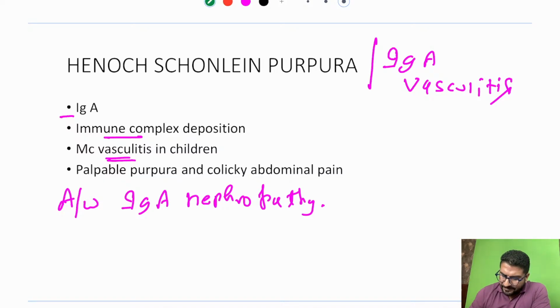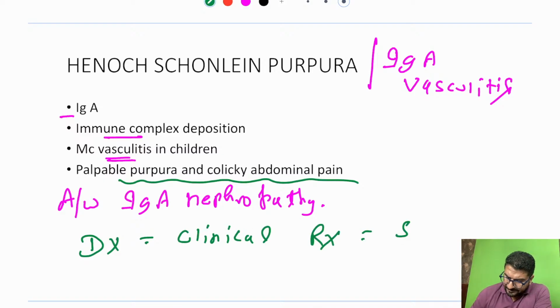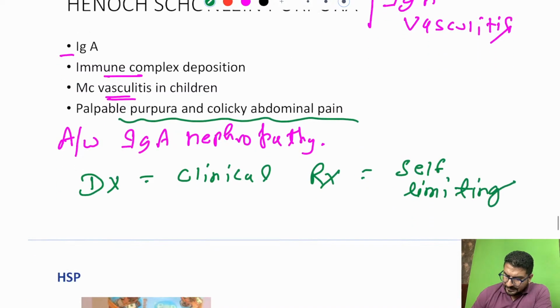So the patient will have palpable purpura and colicky abdominal pain. So diagnosis you will make based on clinical symptoms. And how are we going to treat it? In treatment, understand initially it is self-limiting. लेकिन अगर पेशेंट को जोर का पेट में दर्द हो रहा है या फिर 2 हफ्ते बाद भी अपने आप ठीक नहीं हुई, या फिर पेशेंट को GI ब्लीडिंग है, then we give steroids.